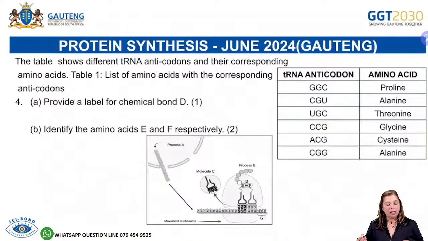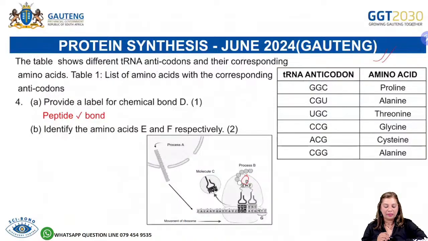Let's look at the next one. The table shows different transfer RNA anticodons and their corresponding amino acids. Table 1, list of amino acids with the corresponding anticodons. You see this table? They like to ask that. They'll give you the transfer RNA anticodon, and they'll give you the amino acid. And it's very, very simple, because they're giving you the key and you must just name the amino acid that is formed. Provide a label for the chemical bond D. There's the chemical bond D. Remember, peptide, protein. So it is the what bond? It is the peptide bond, correct.